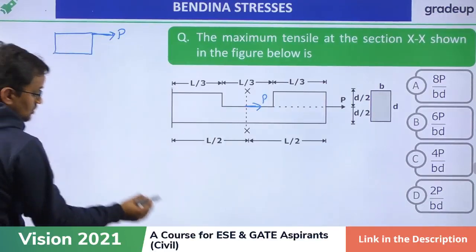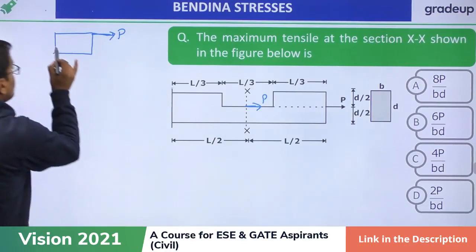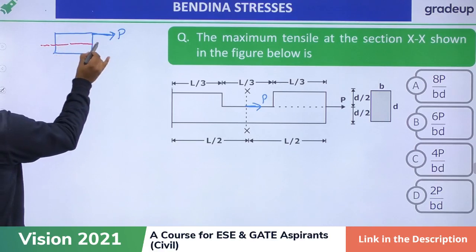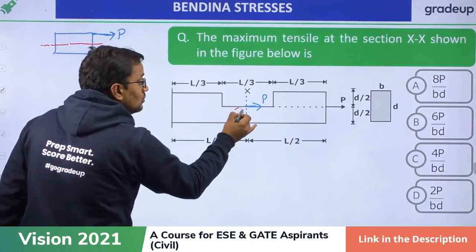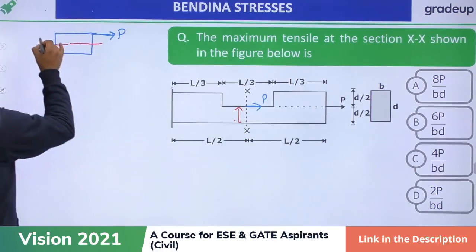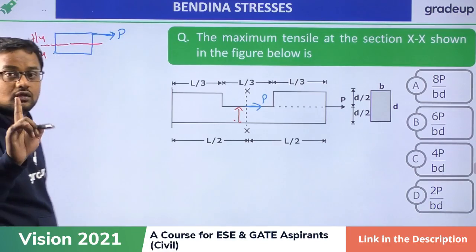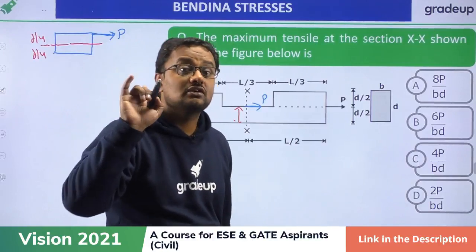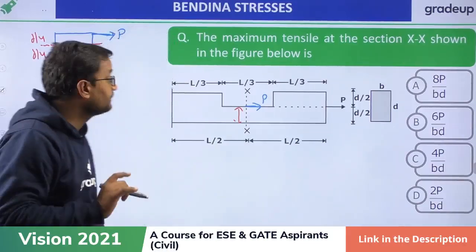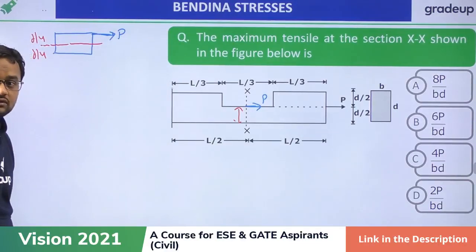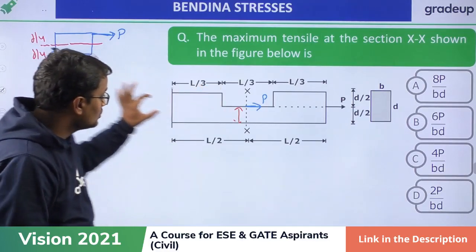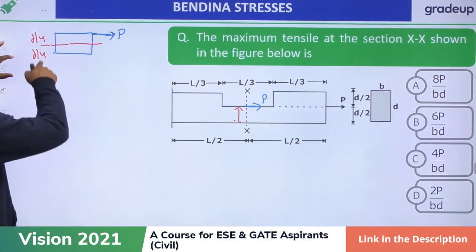D by 2. So the neutral axis is at the centroid and this length is D by 2. So where is the neutral axis? It is at D by 4. This is D by 4, this is D by 4. Please listen very carefully, this is a very typical question. This is D by 2, so the neutral axis is at the centroid. So D by 4, D by 4.